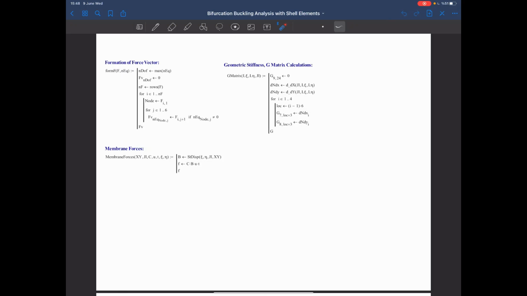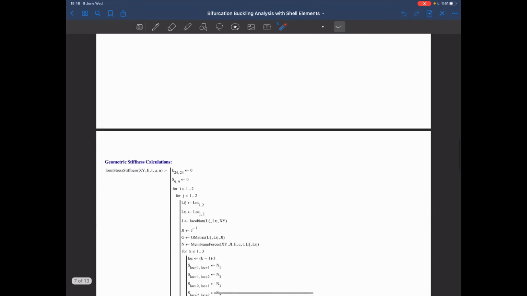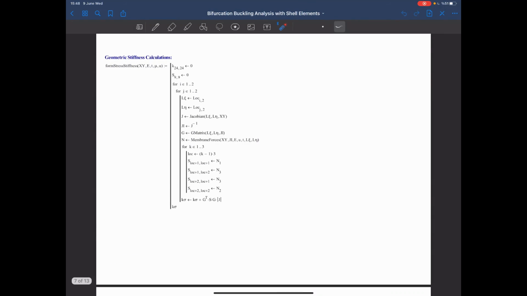Now I need the membrane forces, so this is where I calculate them. So I'm getting the B matrix, B times U gives me the strains, multiply with the material matrix gives me the stresses, multiplied with T gives me the forces. And this is where I calculate the geometric stiffness for the shell element. So we need the element displacements. Okay, by using the element displacements, I'm obtaining the membrane forces.